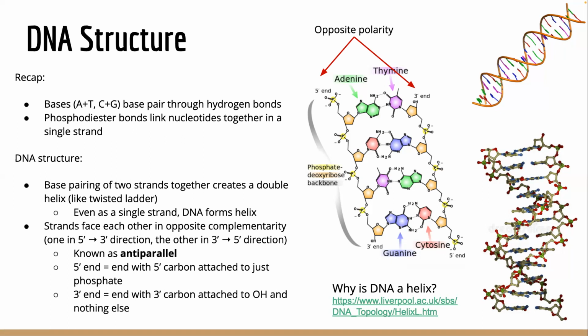There's 4 bases. They base pair through hydrogen bonds. There's phosphodiester bonds that link the nucleotides together. And then for the actual structure, it's just a base pairing of 2 strands together, which creates the double helix. And even as a single strand, DNA will form a helix. And the strands are in opposite complementary direction. So one's going 5' to 3', the other's going 3' to 5', which is also known as anti-parallel. And then the 5' end is just where the 5' carbon is attached to the phosphate, and the 3' end is where the 3' carbon is attached to the OH group.